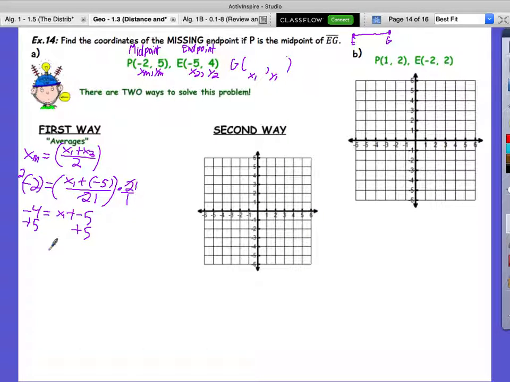What's -4 plus 5, guys? 1. You still have x sub 1. And what's -5 plus 5? 0. Did we figure out x sub 1? Yeah, it's 1. We can put that up here for G now. It's a real G.